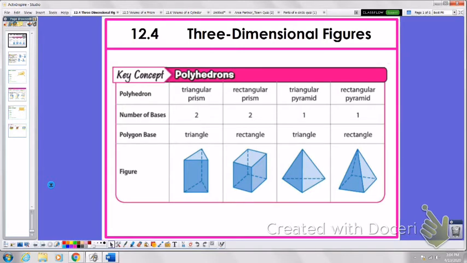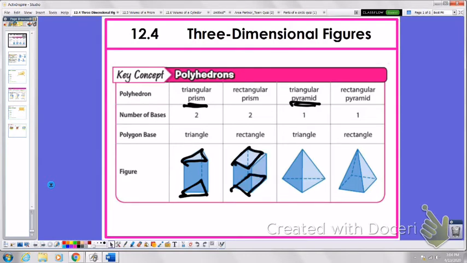If we look at our key concept here, you'll notice that everything is being named by either a prism or a pyramid. That is based off of the number of bases. In our triangular prism, we have two triangle bases. Your bases are your parallel shapes. In our rectangular prism, we have two rectangular bases.